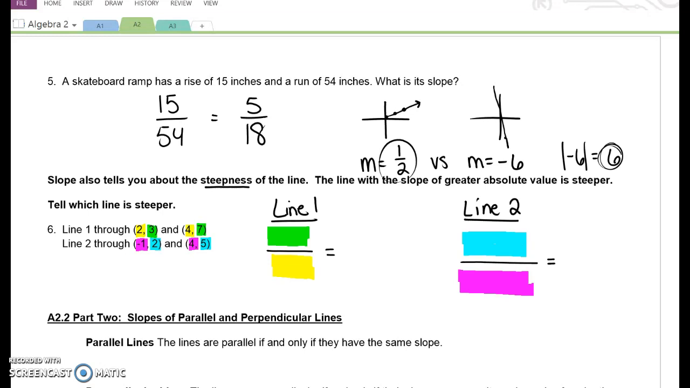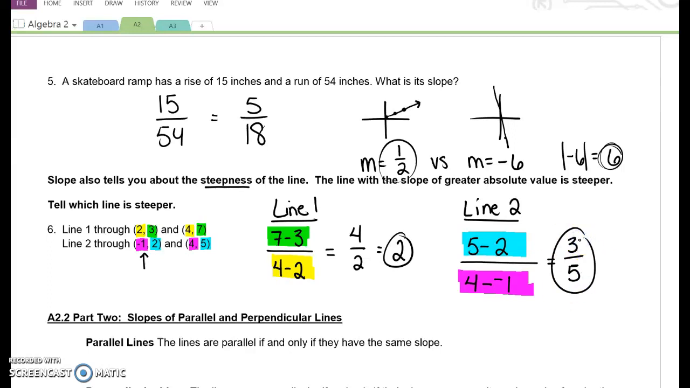For any of you who might be struggling with slope at all, I made some nice pretty color-coded stuff up here. Subtract your y values, 7 minus 3, over your x values, 4 minus 2. This one has a slope of 4 divided by 2, which is 2. The next one, subtract your y values, 5 minus 2. Subtract your x values, 4 minus a -1. Don't forget that if you have a negative value in your point, you still have to subtract. So minus a negative. This would be 3 over 5.